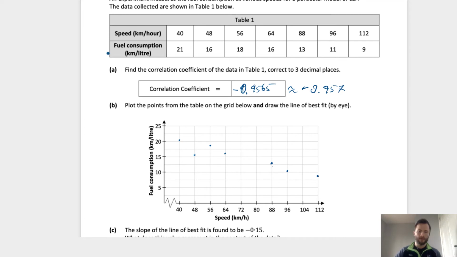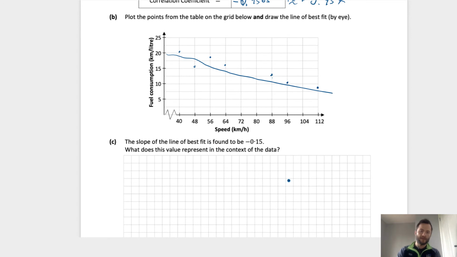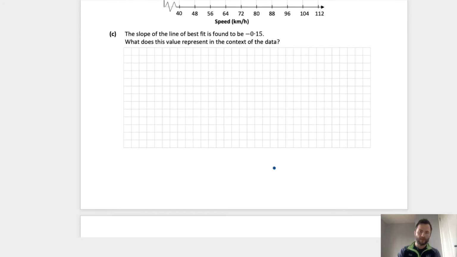So if you draw the line of best fit for this particular graph, make sure you use a ruler. This graph will be going downwards, and make sure that you have a similar number of points above and below the line. And the slope of the best fit line is found to be minus 0.5.